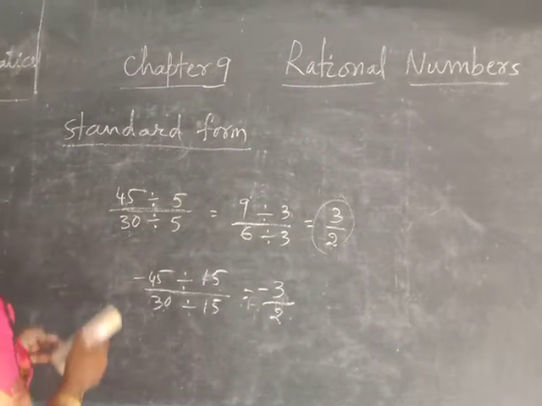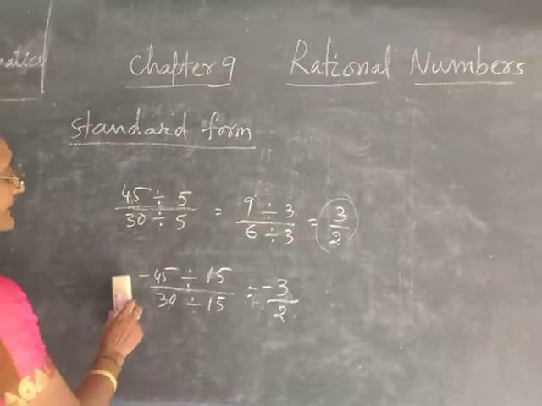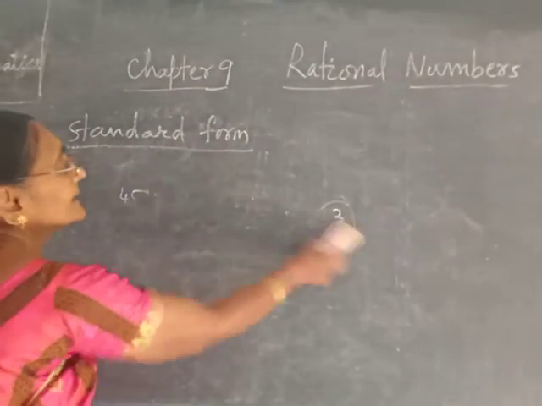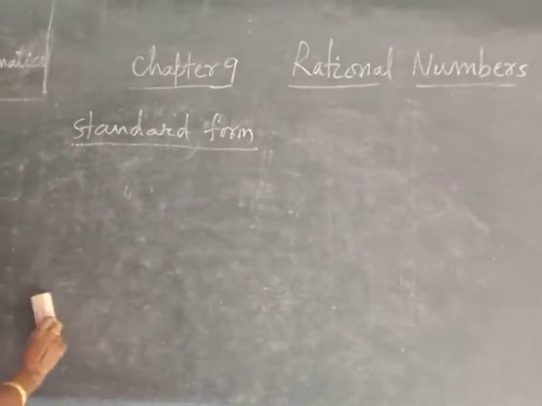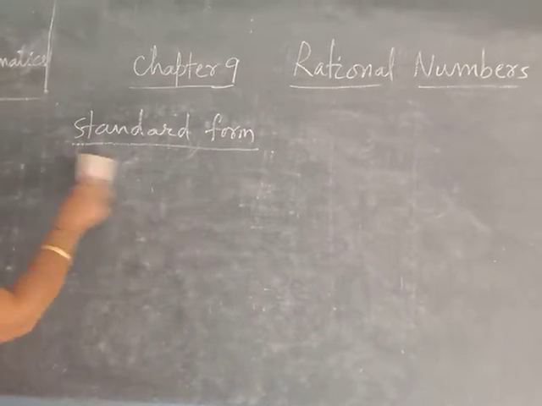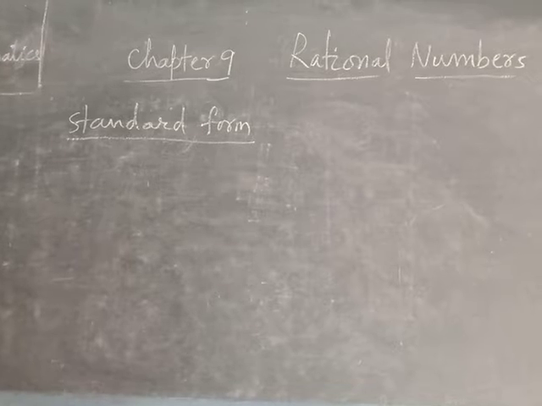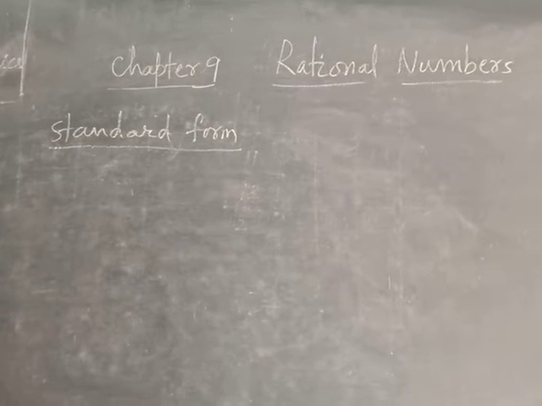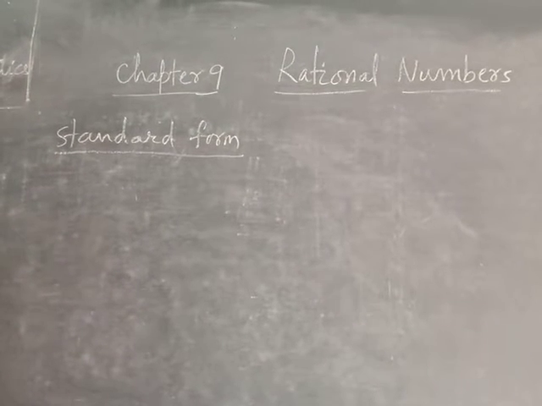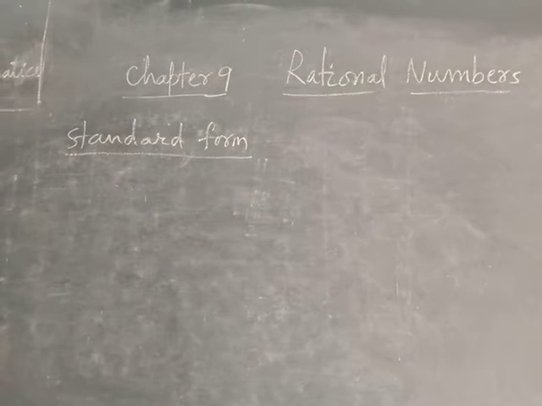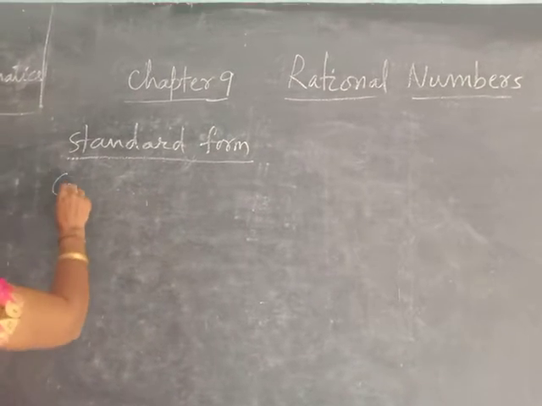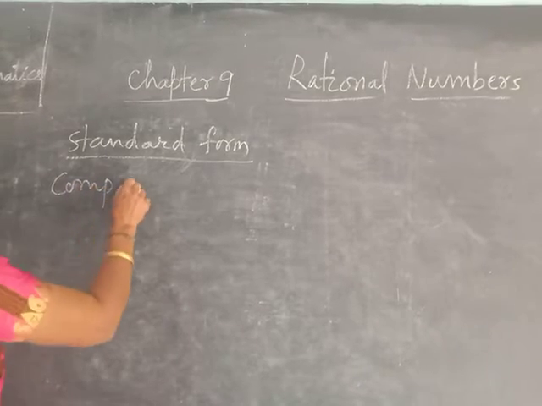Like that way, any number is given, then what will you do? You have to divide the numerator and denominator by the same number. Then after the number is reduced, the common factor is only 1. That is the standard form of the rational number. Then come to the comparison of rational numbers. Comparison.